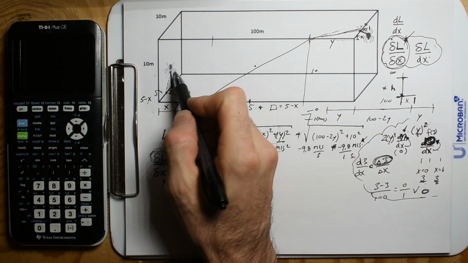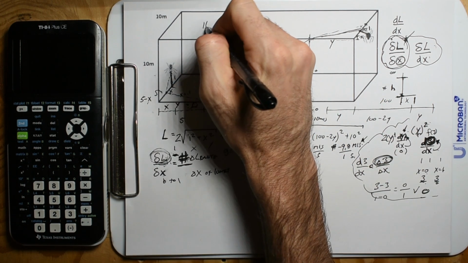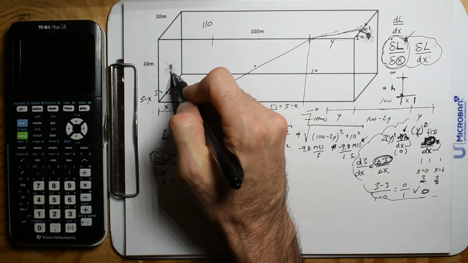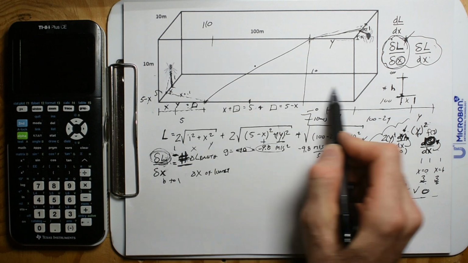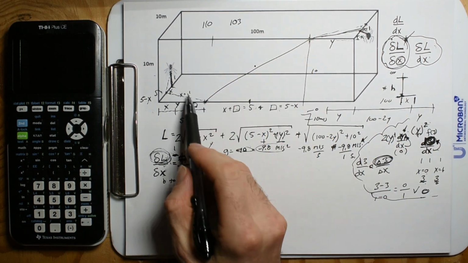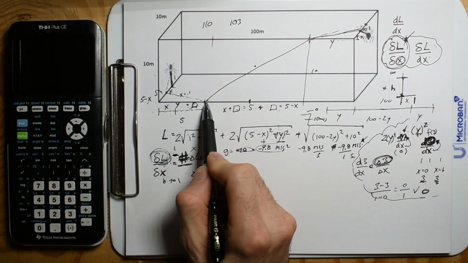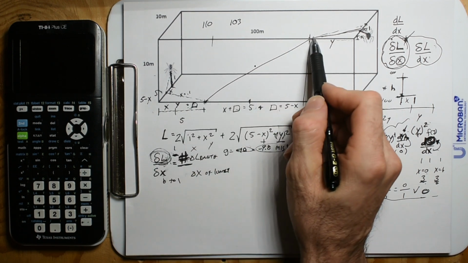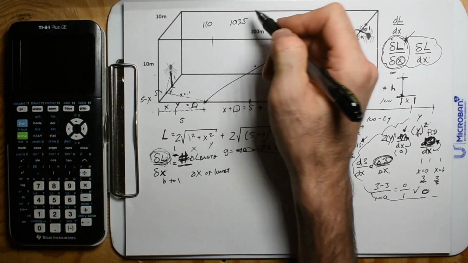So let's say, what were our answers? It's always good to have a general idea of the problem. The scenario of just going straight across and straight up was 110. We were getting better, to 103. So from here over, to just going straight down over to 25, let's say we get like 103.5.